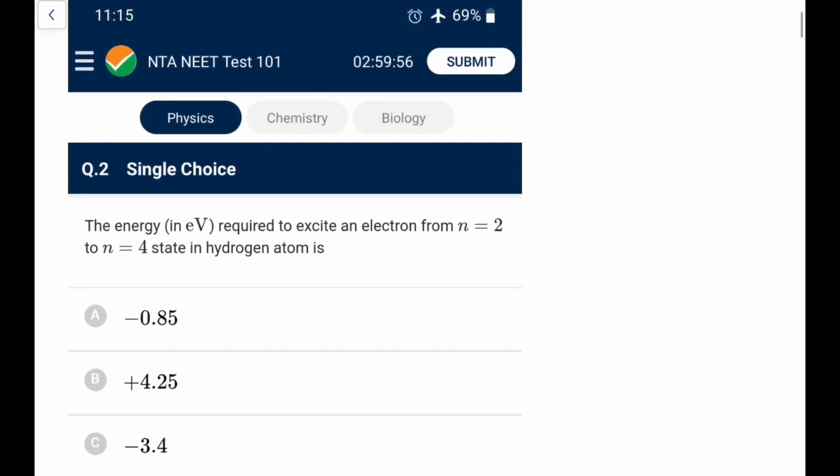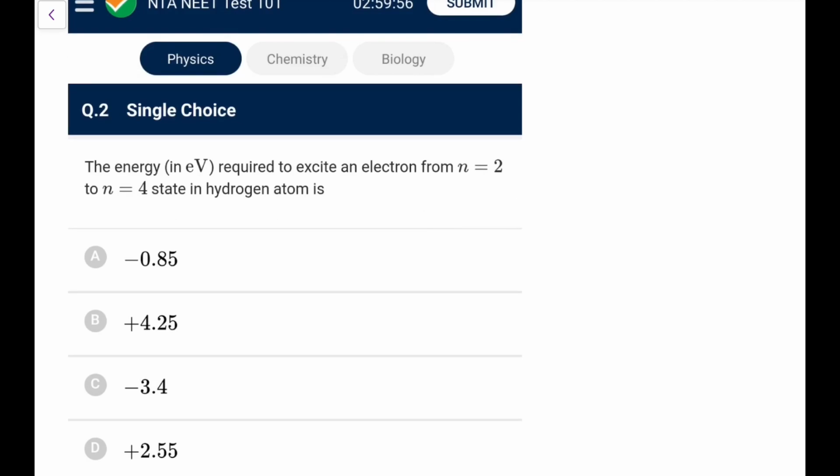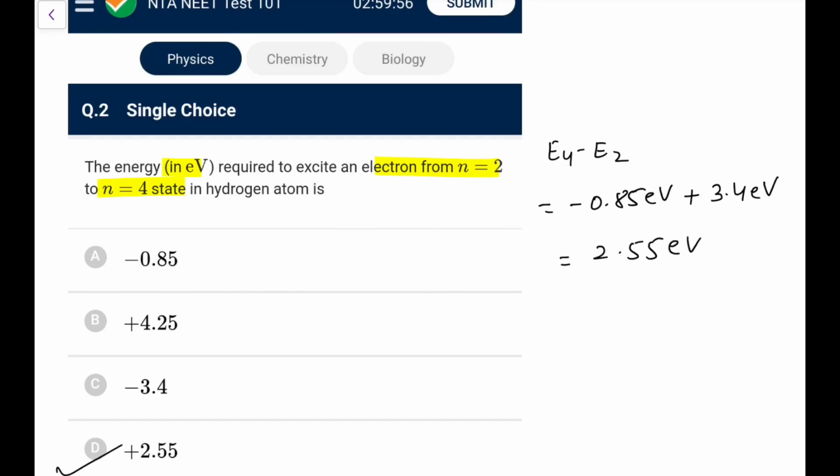Next, the energy required in eV to excite an electron from 2 to 4 state in a hydrogen atom, that you directly write as E4 minus E2. E4 you know is minus 0.85 eV, 13.6 by 16, and this minus will become plus. For 2 you know it is minus 3.4, it becomes plus 3.4. So 3.4 minus 0.85, that would be 2.55 eV. So you can go for option D.